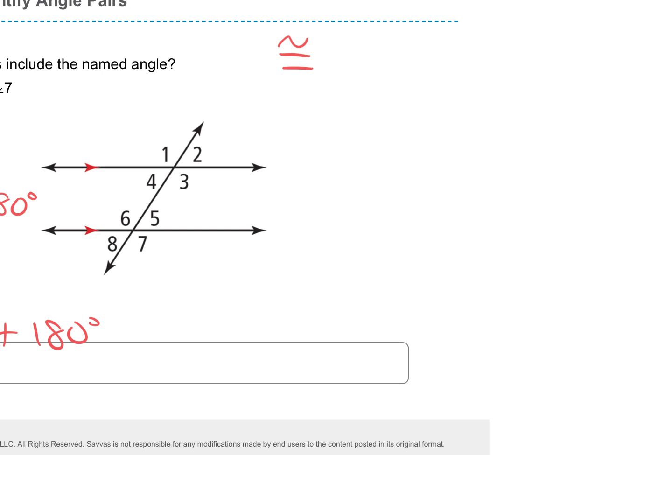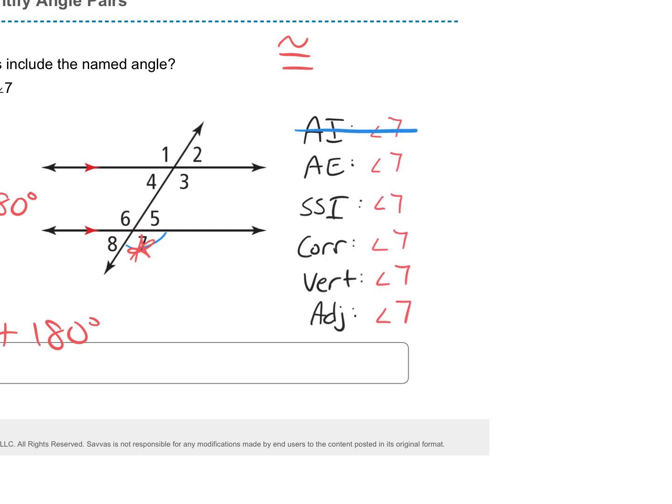Alternate interior to angle 7 here. What's alternate interior to angle 7? There is none. Why is there none? Because it's on the exterior, so there's no way we can have an alternate interior. Okay. What about alternate exterior to angle 7? It is 1. What do we know about those two angles? They're congruent. Good. What about same side interior? None. Same reason as for alternate interior. It's not on the inside, so there can't be a same side interior.